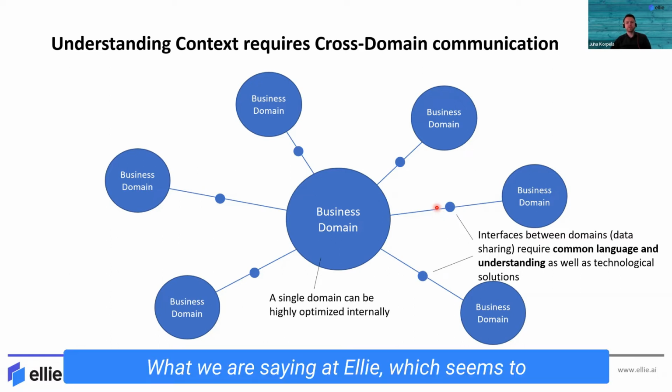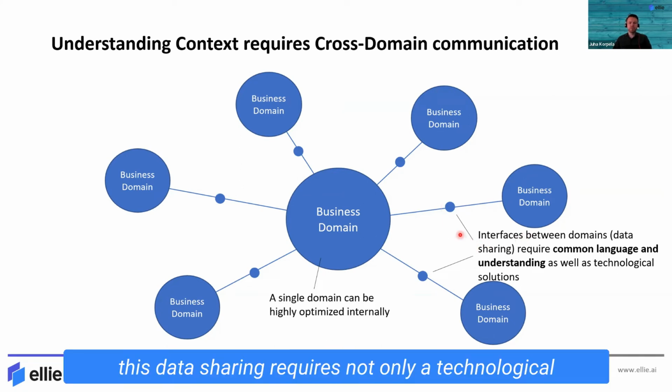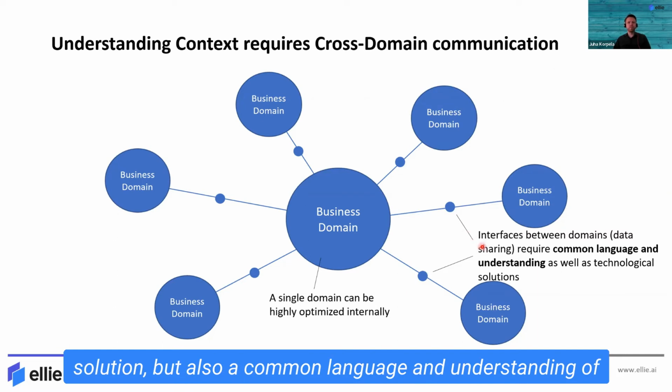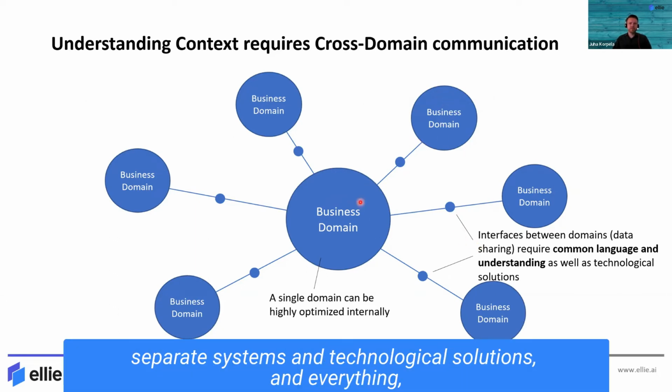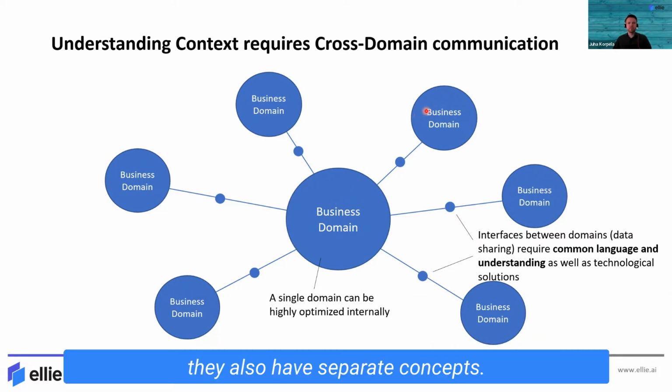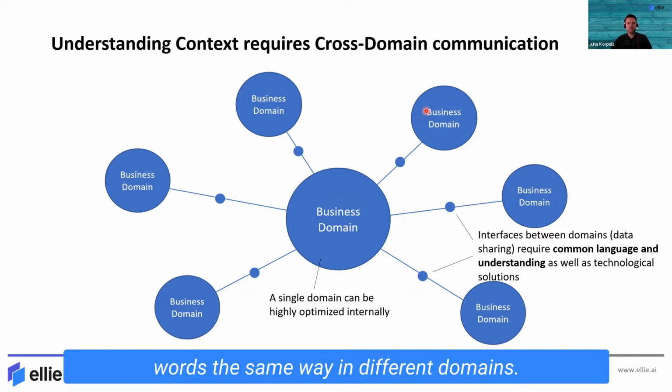But what we're saying at Ellie, and which seems to resonate quite well with many people, is that this interface, this data sharing, requires not only a technological solution, but also a common language and understanding of what the data actually is. Because not only do these domains have separate systems and technological solutions and everything, they also have separate concepts. They have different languages. They don't necessarily understand words the same way in different domains.